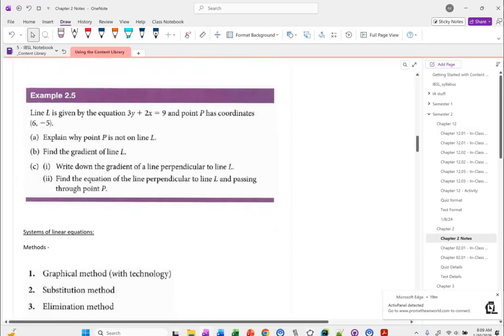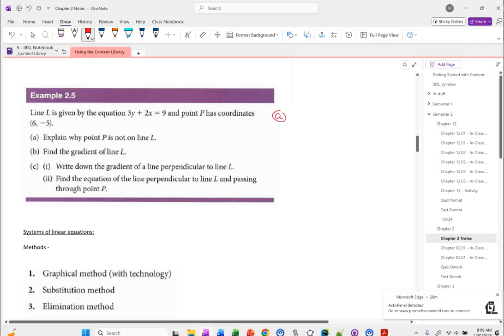All right. L is given by the equation 3y plus 2x is equal to 9, and point P has the coordinate (6, -5). Explain why point P is not on L. What was that, Quinn? Plug the x and y into the equation, and if it doesn't equal 9, then it's not on line L. 100% perfect. That's the best way of doing this.